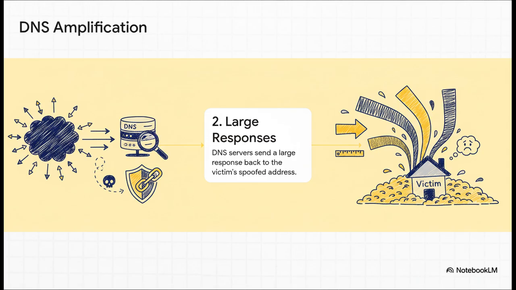Okay, let's walk through it. The attacker uses their botnet to send a bunch of small DNS lookup requests to public DNS servers all over the internet. But they've spoofed the source IP address on all those requests to be the victim's address. Now, these DNS servers, they're just trying to be helpful, so they send back an answer.